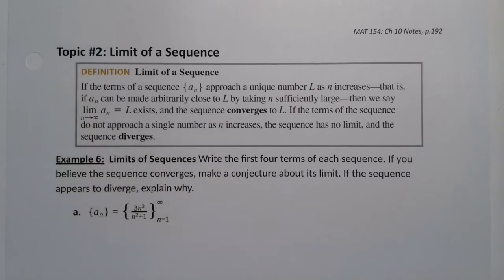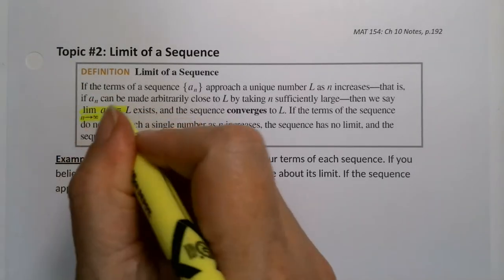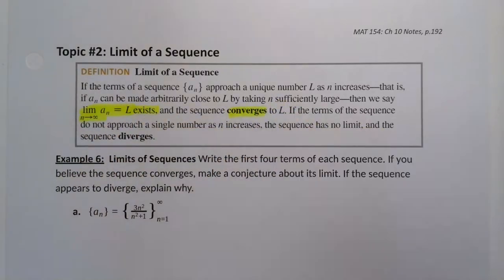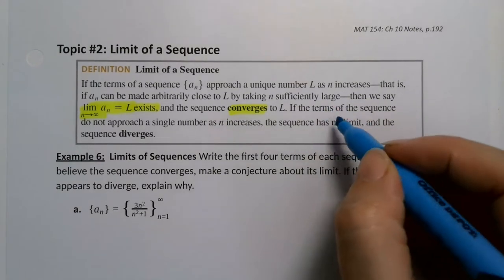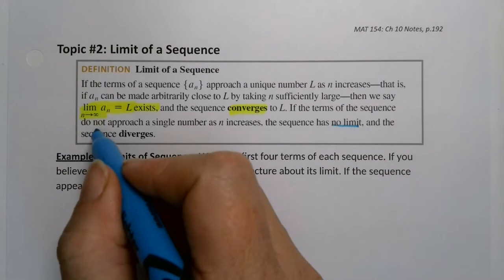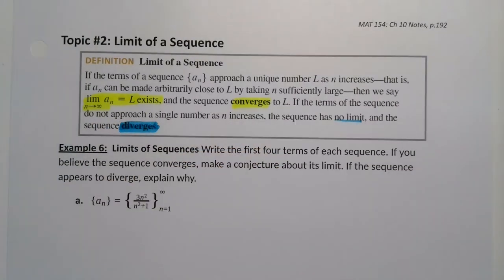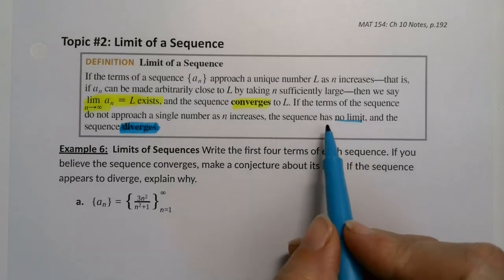All right, so if the limit is equal to a particular number, some finite number, and it exists, then the sequence converges. Now, if the sequence does not go to any particular number, then we say the sequence diverges. It can go to no number in particular, or it could go to no limit at all. So diverging can happen a couple ways. It can happen if there's no limit at all, or it can happen if it goes to infinity.